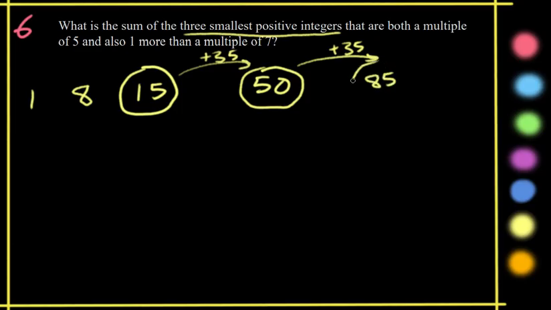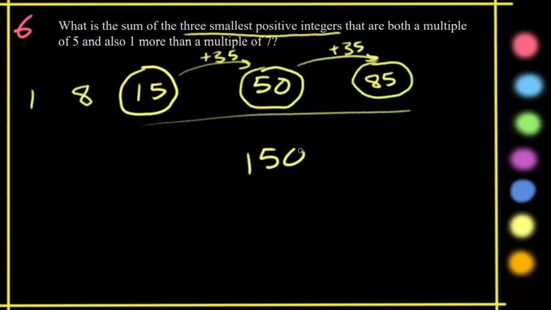And then what do we want? We want the sum of those? Yeah, the sum of those. Okay, so when you have a sum of a linear series like this, you can just take the middle number, or the median, and multiply by the number of numbers. So that's going to be 50 times 3, which is 150. So that's our answer here.